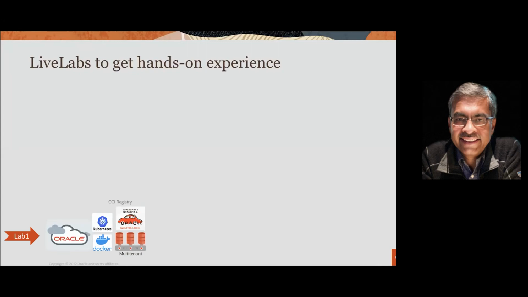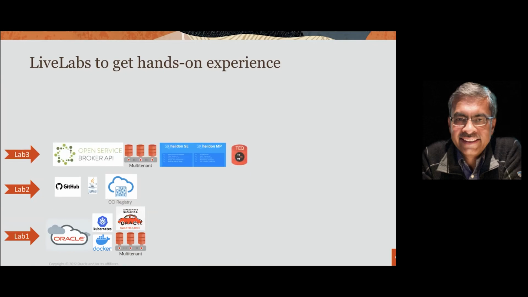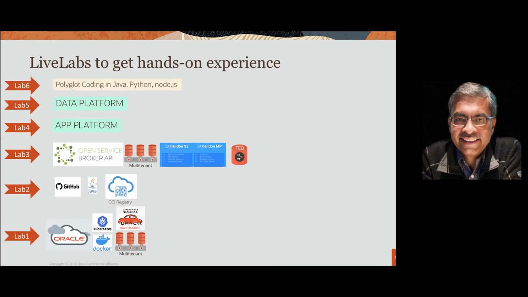So we have labs, and Paul will talk through some of the setup of these labs, right? So lab 1 sets up the infrastructure, lab 2 builds on it, on the code. How do you do that registry, OCR registry? Lab 3, open service broker, multi-tenant, Helidon, the event queues. Lab 4, Lab 5, app, data platform, and Lab 6 is around polyglot coding, right? So this set of labs will be available. So Paul, I wanted to hand it over to you. Do you want to share so that you can walk us through the example?